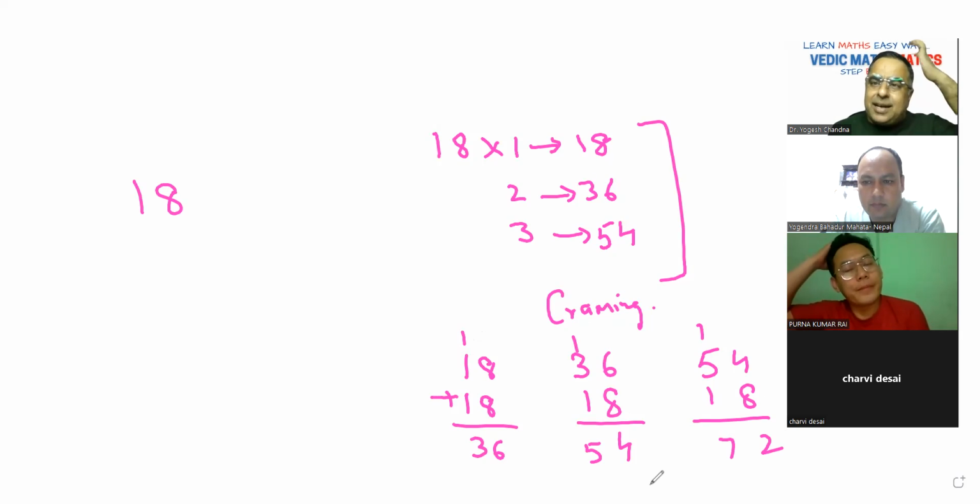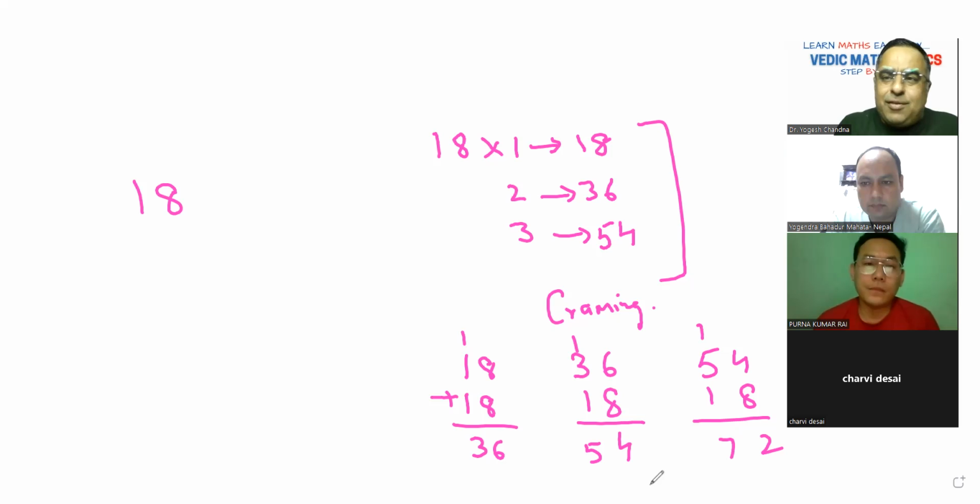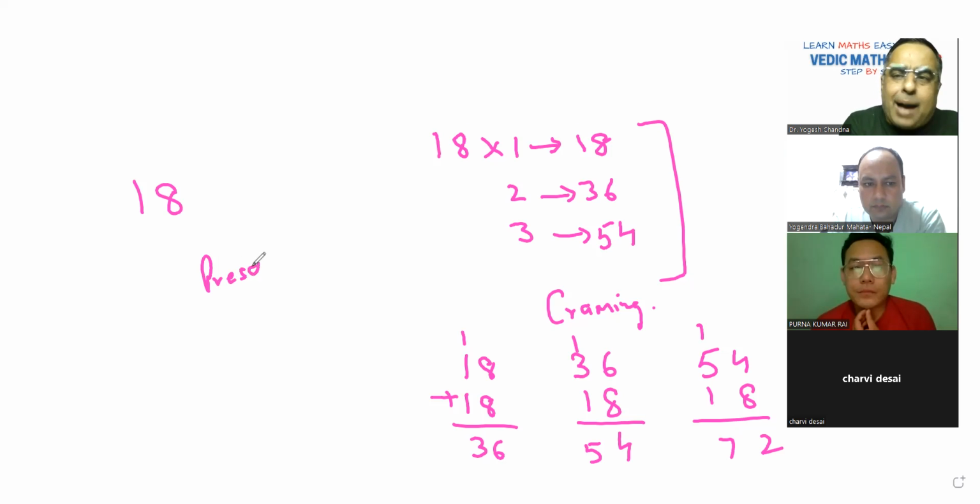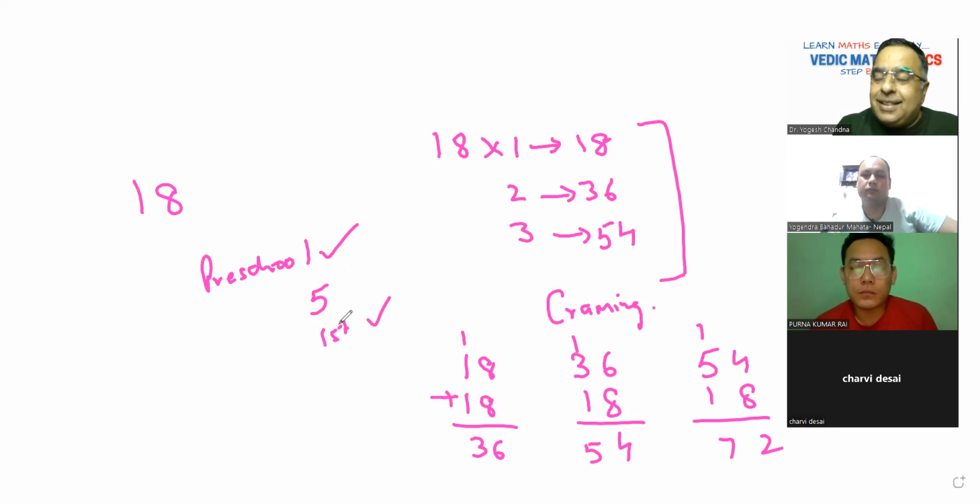And what happens? This hampers their confidence. The motivation is gone. Why do kids have a fear? When a child is going to preschool, very happily they'll go. Those 4 years, 5 years are very happy. First class, okay, good. The moment the table starts, they start having a fear of maths.